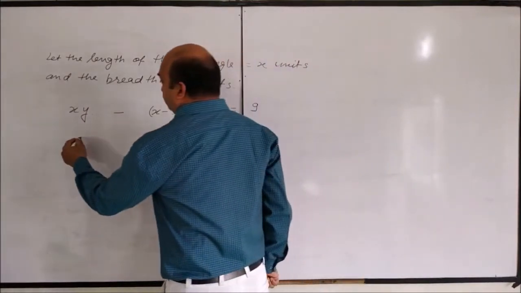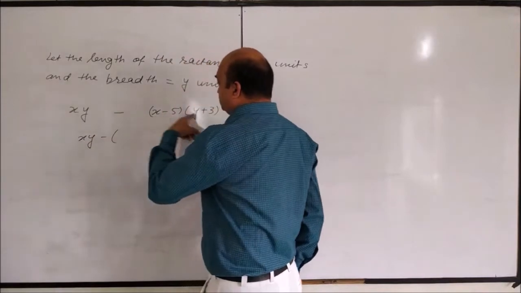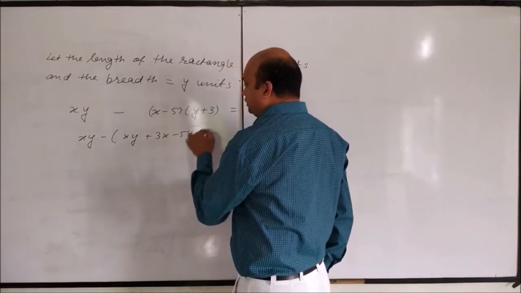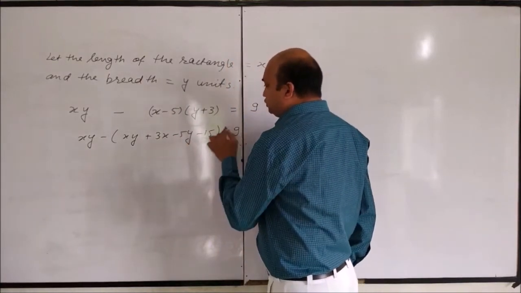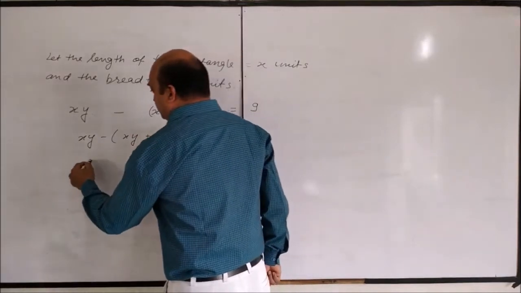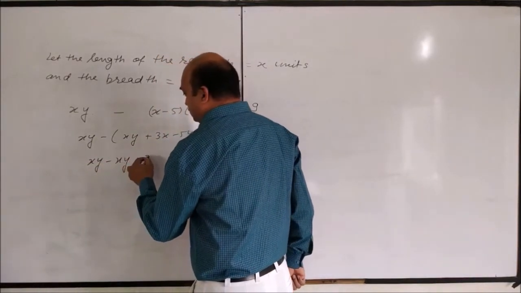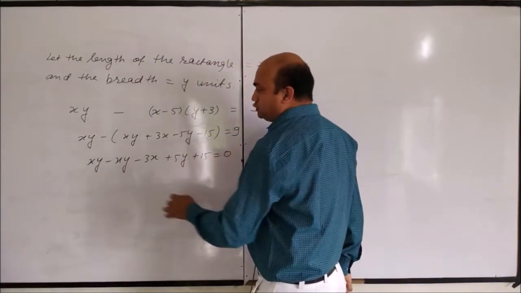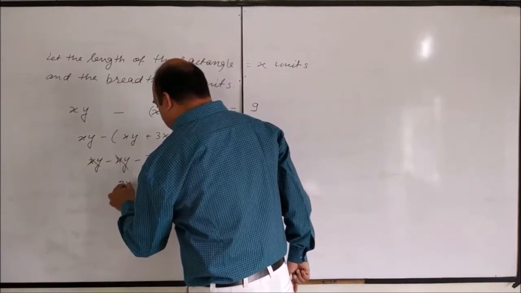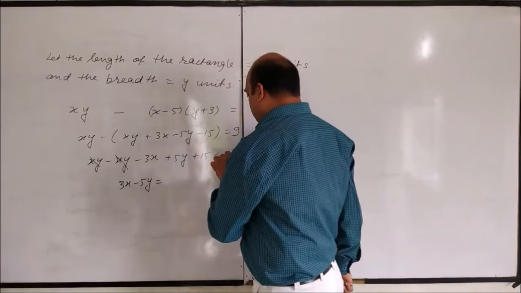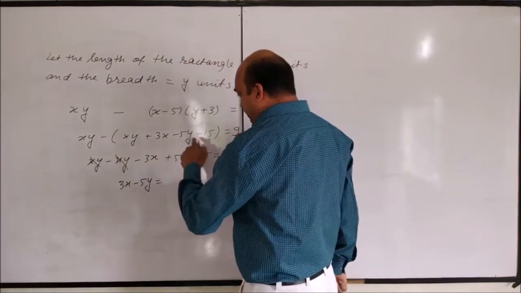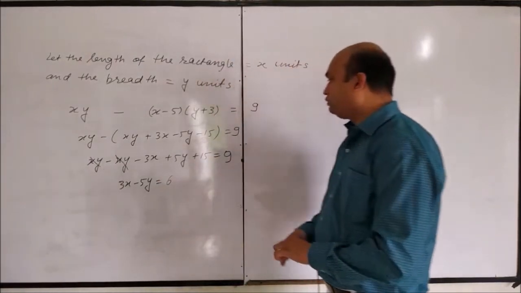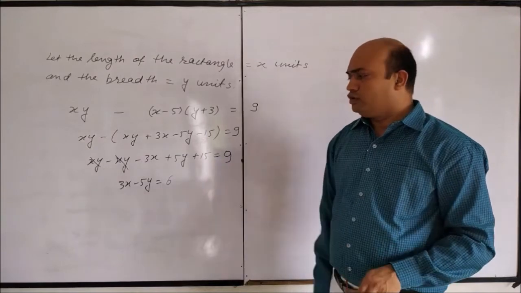You can solve it. You write xy minus xy plus 3x minus 5y minus 15 is equal to 9, or xy minus xy minus 3x plus 5y plus 15 is equal to 0, or 3x minus 5y, this will be 9, 3x minus 5y is equal to, we will get 6. This is the first equation.